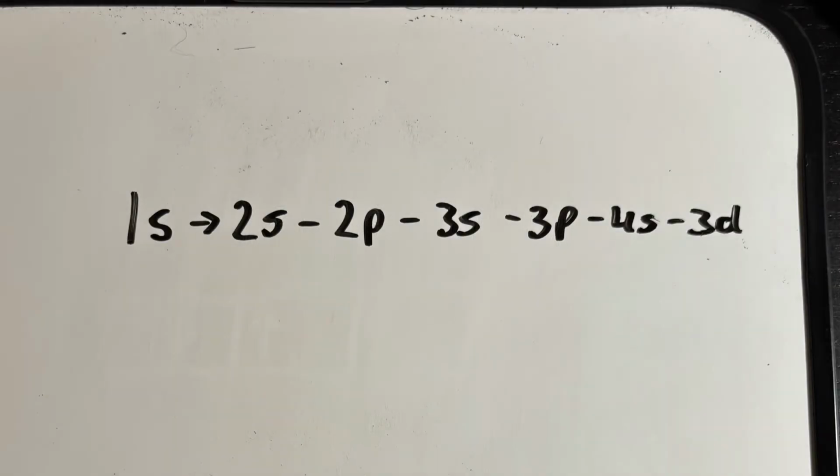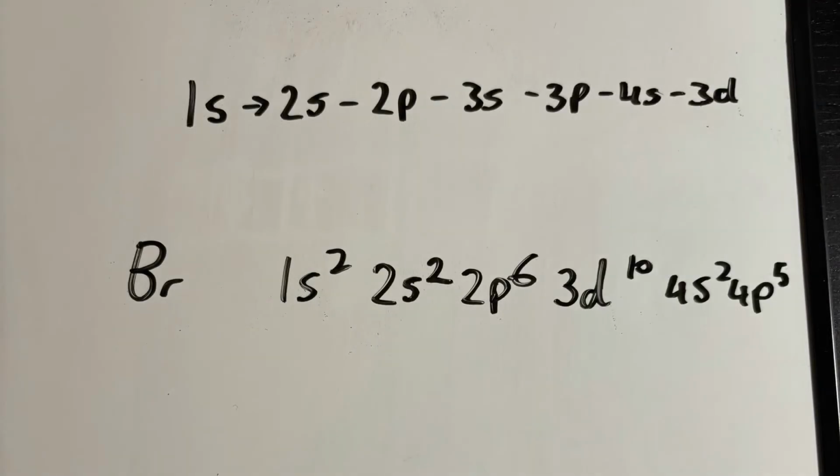So I'm just going to hammer this point in. This is the order you should fill them up to 3D, but then when you do one, for example, this is the electron arrangement of bromine, 3D comes before 4s. Now, other than krypton, bromine is the last one you need to know, and its electron arrangement is like this.